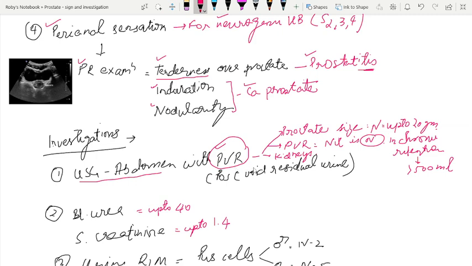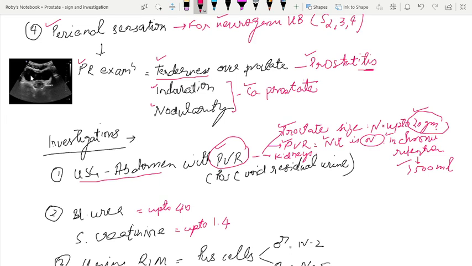In this ultrasound abdomen with residual urine, we have to check the prostate size. Normal is 20 gram. But the size of the prostate is not a criterion to make the diagnosis of whether the patient has symptomatic BPH or not. Only the symptoms tell about BPH, not the prostate size. Second is PVR. This residual urine is generally nil, but in chronic retention it can go up to more than 500 ml.